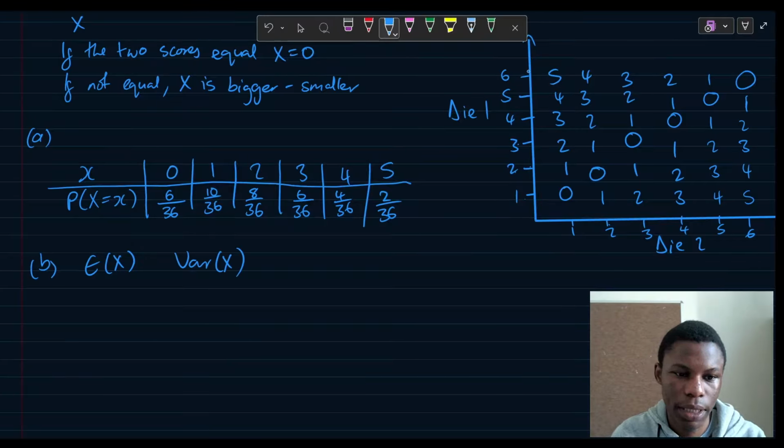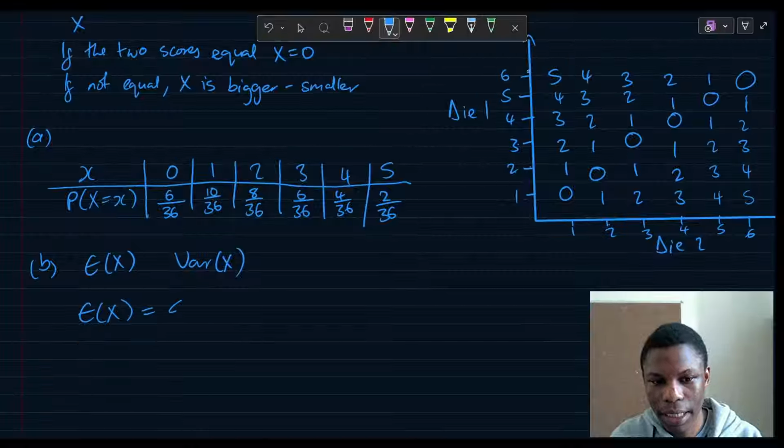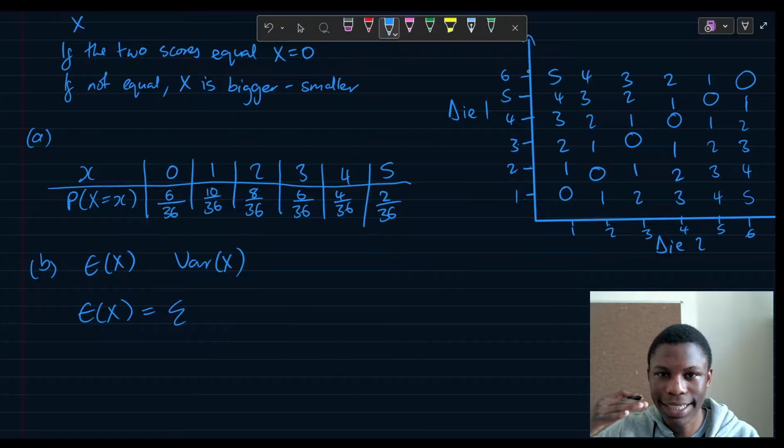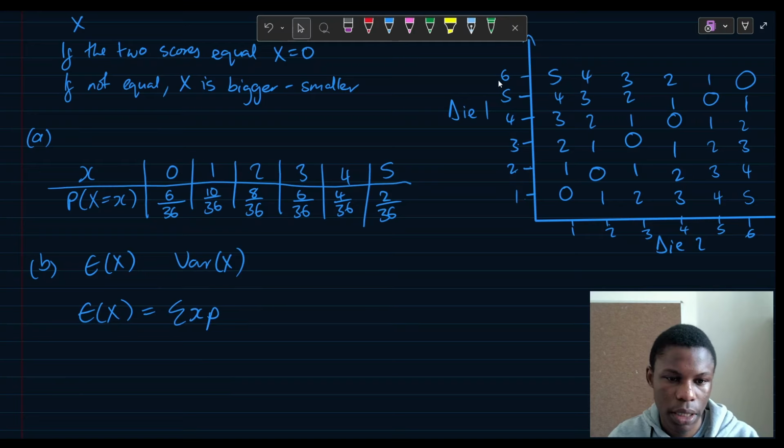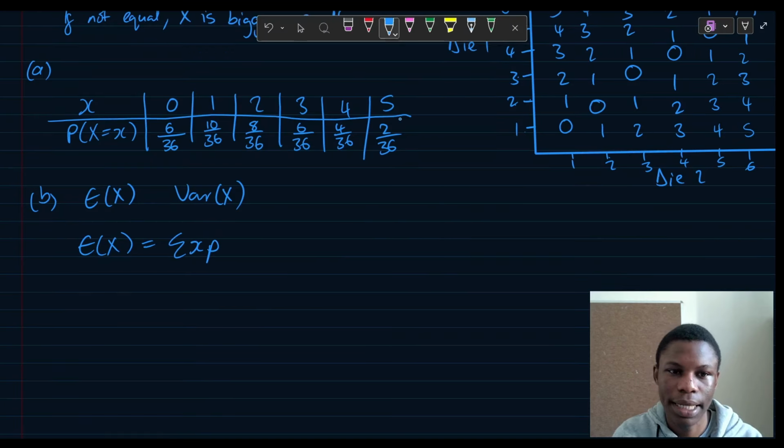So let's start with the expectation of x. If you go to the MF19, the formula for this under discrete random variables, you're going to get the summation of xp. And what this means is that I'm going to take my x multiplied by its probability, then add it to the next x multiplied by its probability, and the next.